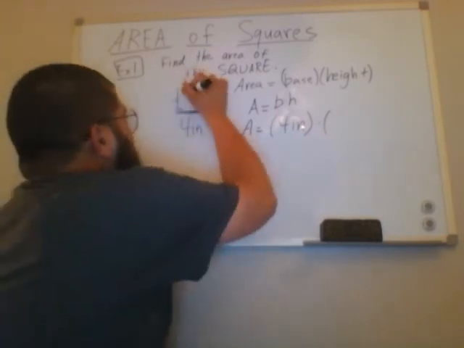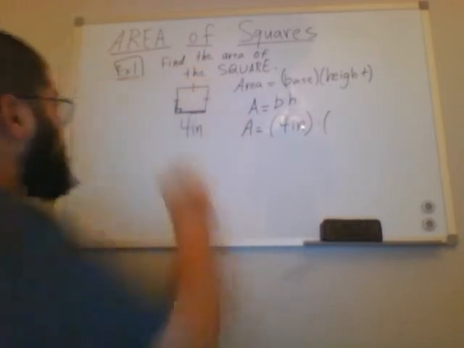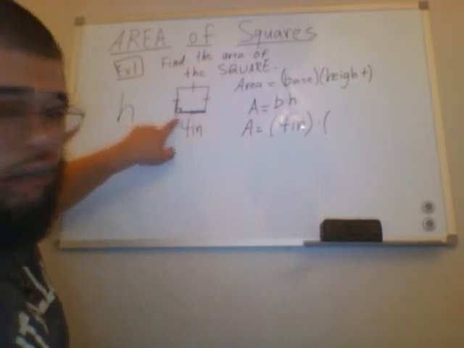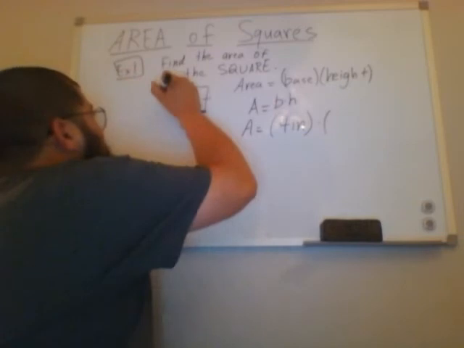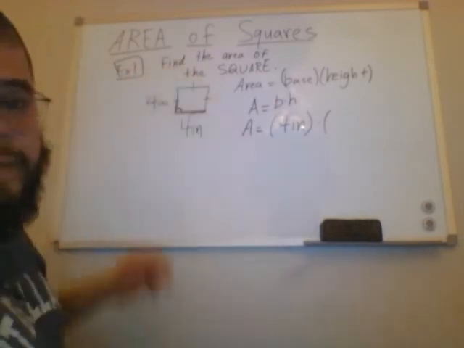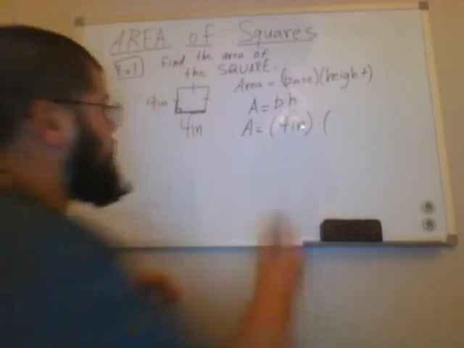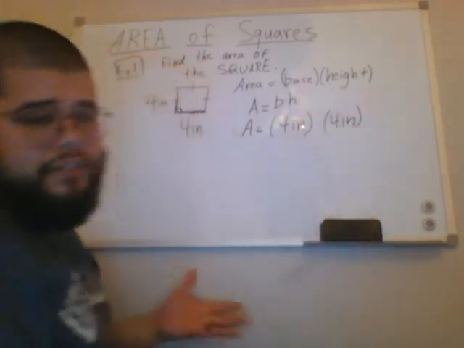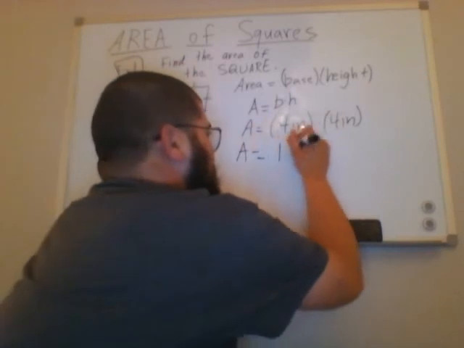It even makes a little h right here. Remember that little h, that number h? It looks like an h whenever you draw it, but it's actually right here. It's smaller. And so we know that the base is 4 inches. That means the height also has to be 4 inches. So the base is 4 inches and the height is also 4 inches. We're going to write that here, 4 inches. And so area equals 4 times 4, which is 16.